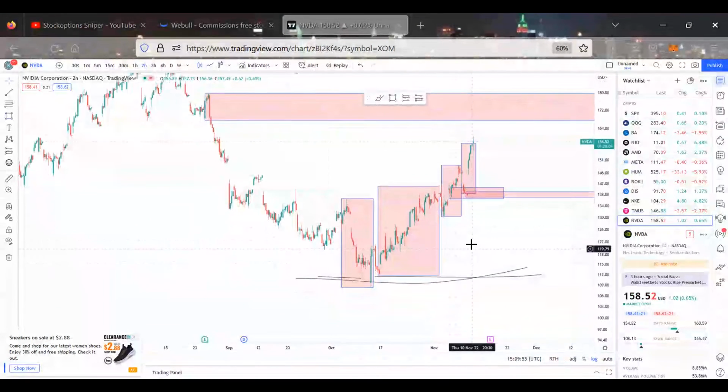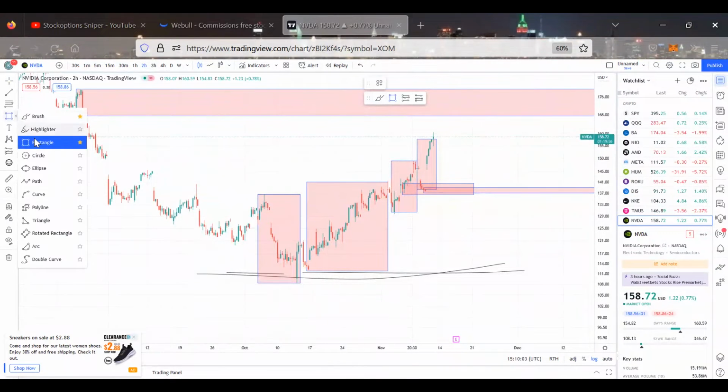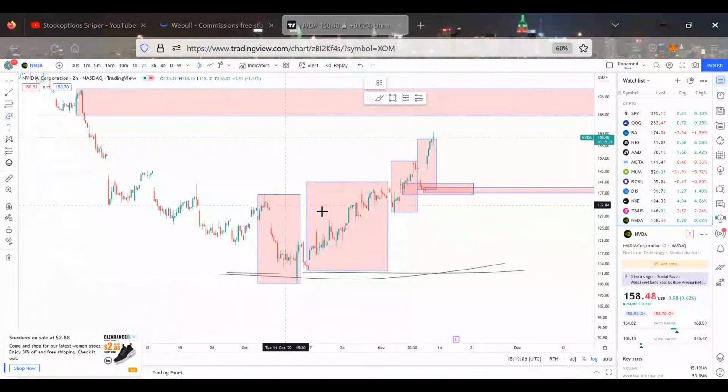I should have known better because we never really broke the 129. If we broke the 129, it would be considered a displacement. Let me get my polyline to show you guys what I mean. Right? It would be considered a displacement.